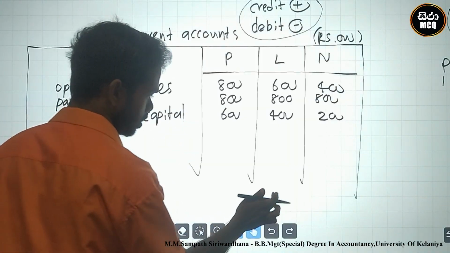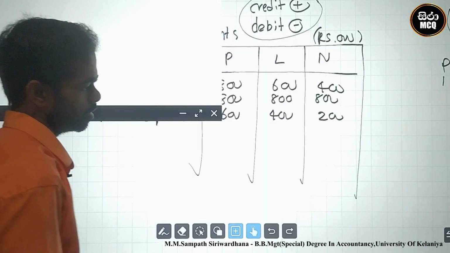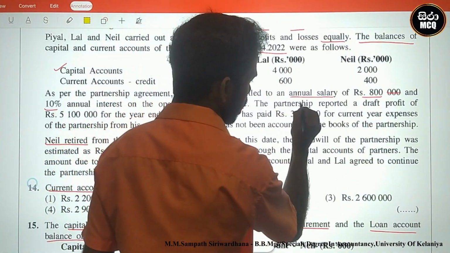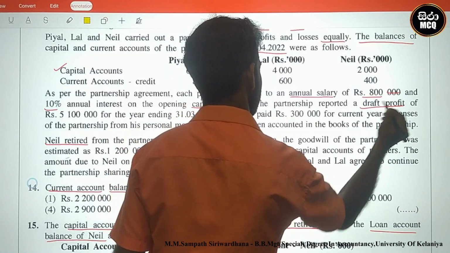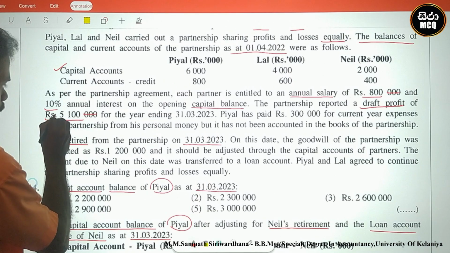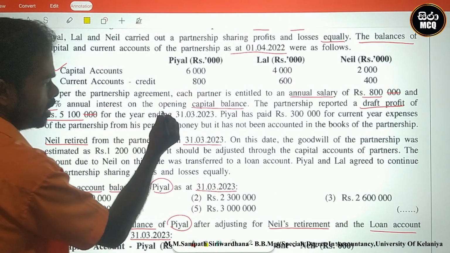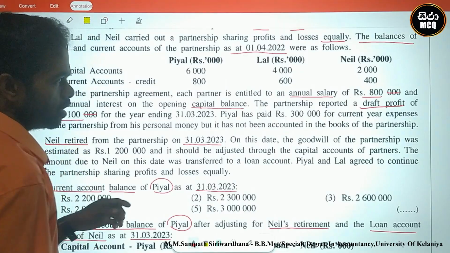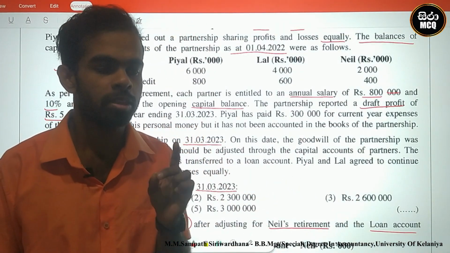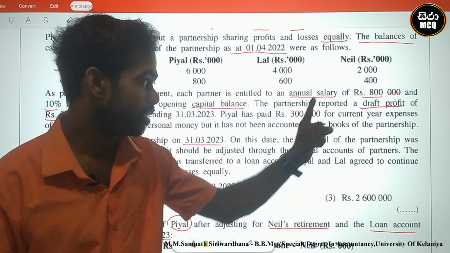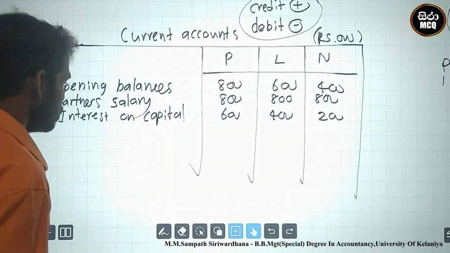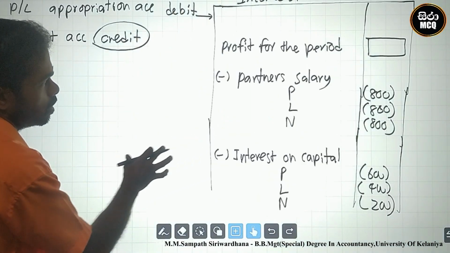Okay, what does the question say again? Next one, they said the partnership reported a draft profit of 5,100, this is 5.1 million for the year ending 31st March 2023. Look here, they say draft profit. Draft profit means a wrong profit was calculated. Draft profit 5,100.